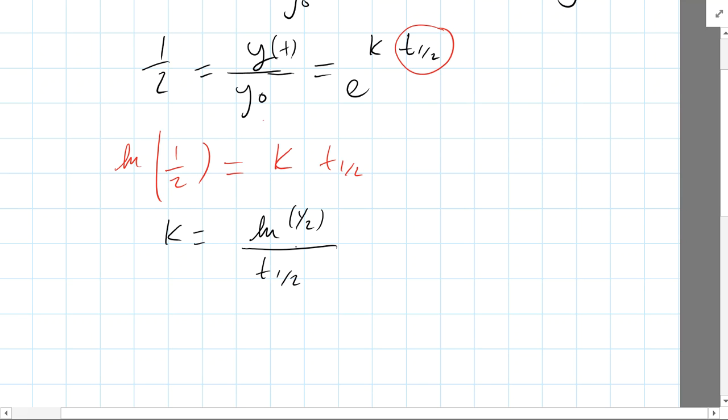Basically, can we simplify that? Because I have a ratio. We're going to expand it back out. Is that equal to natural log of 1 minus natural log of 2 over t to the 1/2? What is the natural log of 0?